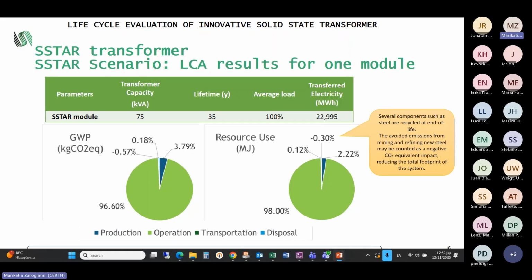And in the second figure, we can see that similar outcomes were derived regarding resource use. I also want to highlight that the operational phase was modeled using the 2023 European electricity mix to account for the operational losses.